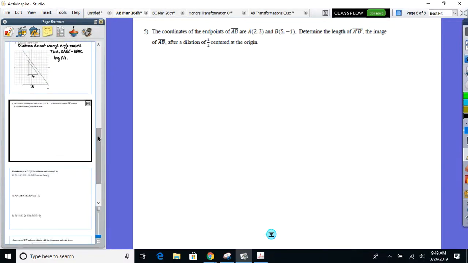All right, in your group right now, a minute. See if you guys can figure out number 5. I don't want to say anything here. Go ahead, in your group, talk it through. So you got AB, but I want the length of A prime, B prime after I dilate 1/2. A couple different ways you could do this. Talk it out if you need to.